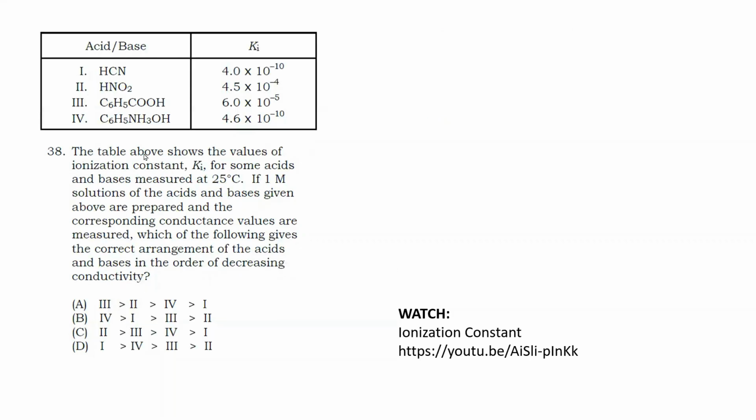Number 38, the table above shows the values of ionization constant, K sub I, for some acids and bases measured at 25 degrees Celsius. If 1 molar solutions of the acids and bases given above are prepared and the corresponding conductance values are measured, which of the following gives the correct arrangement of the acids and bases in the order of decreasing conductivity? So, decreasing conductivity, ibig sabihin yung nasa leftmost side dapat yung pinakamalaki and then yung rightmost side yung pinakamaliit since greater than yung symbol.